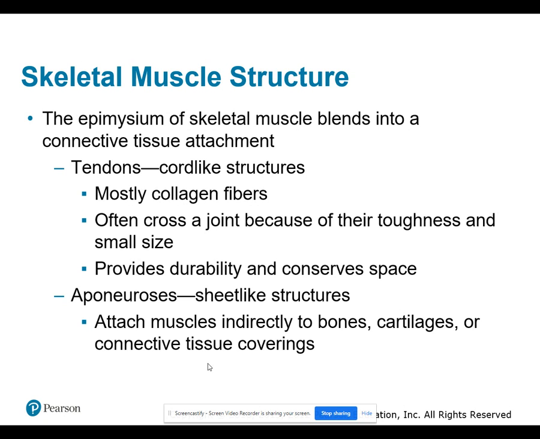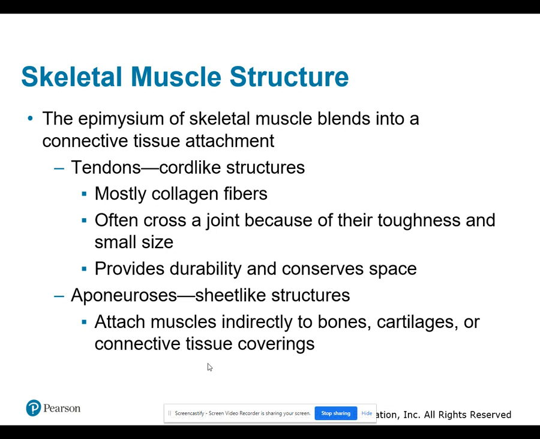Now, often you're going to find tendons wherever you're going to see muscles cross a joint. The reason is because bones can have some sharp edges, and tendons are tougher, and they provide more durability, and the joint is less likely to rip a tendon than it is to rip a muscle, because those are a little bit softer. Tendons are also typically small in size, so it helps conserve space. So the two things it provides are 1, durability, and 2, conserving space.